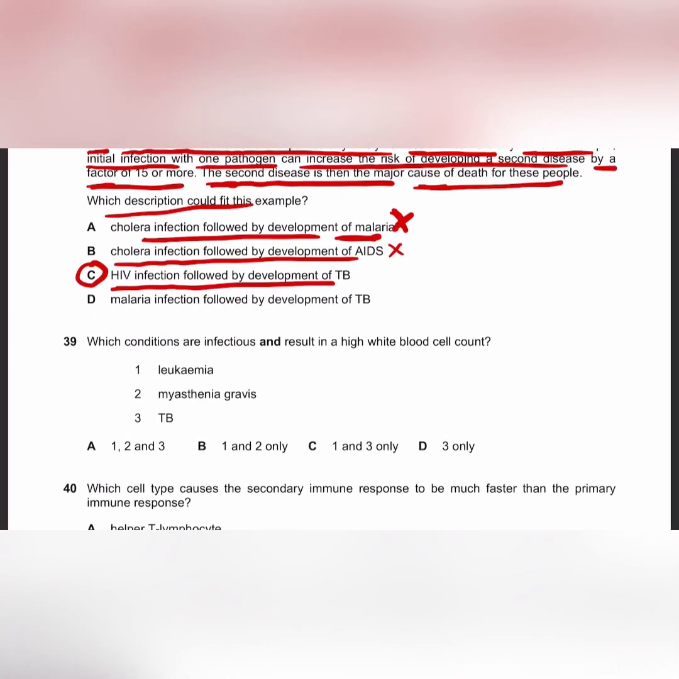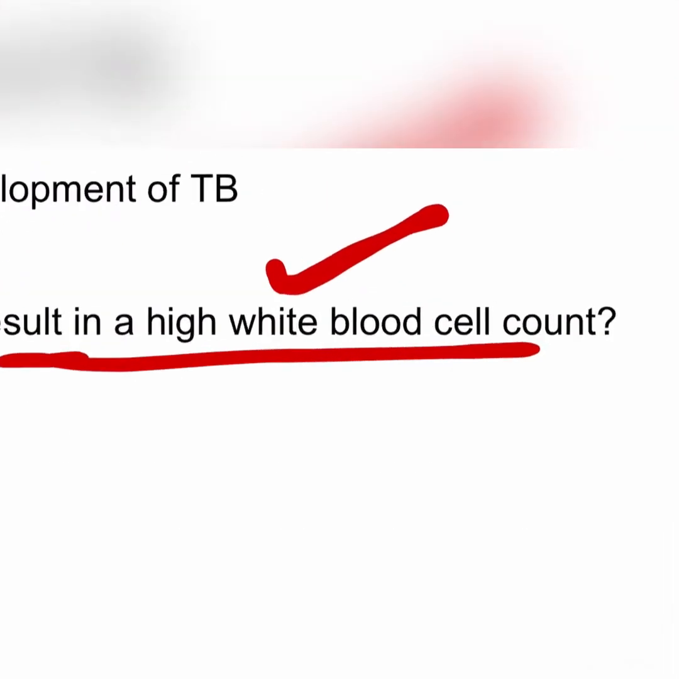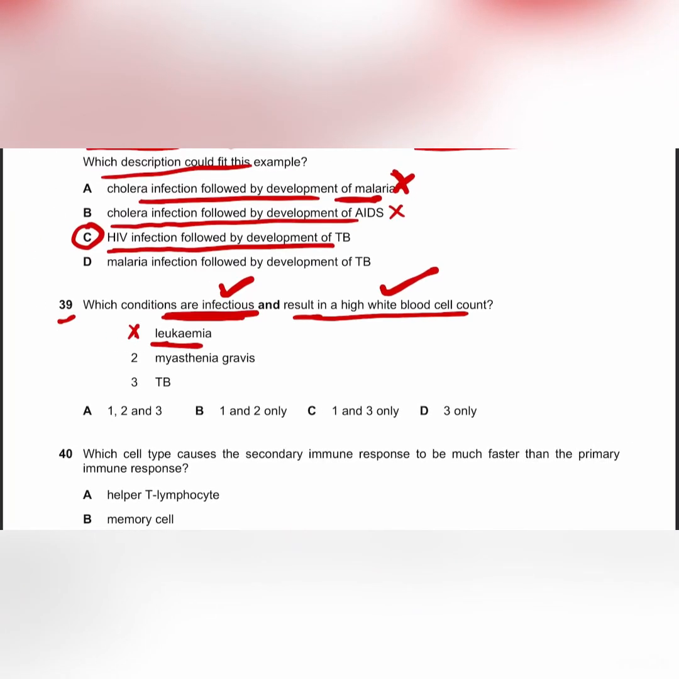MCQ number 39. Which conditions are infectious and result in high white blood cell count? So there are two words over here which you need to keep in your mind. The disease should be infectious and it should result in a high white blood cell count. Leukemia is a blood cancer. It's not an infectious disease. It's not caused by a pathogen. Leukemia results in a high white blood cell count. This is true. Leukemia is a blood cancer and this results in the high white blood cell count, but it's not infectious. It's not caused by a pathogen.